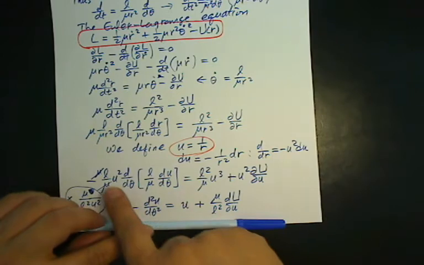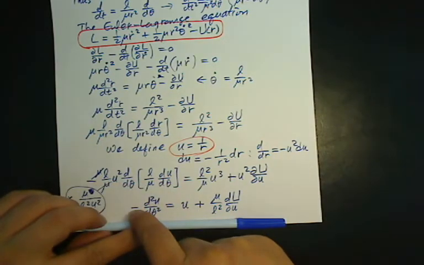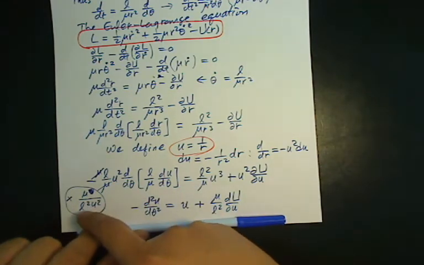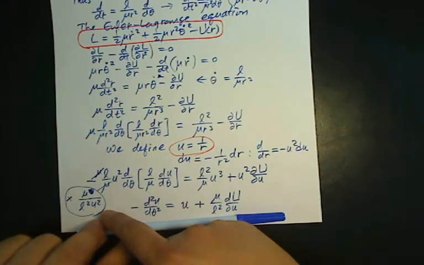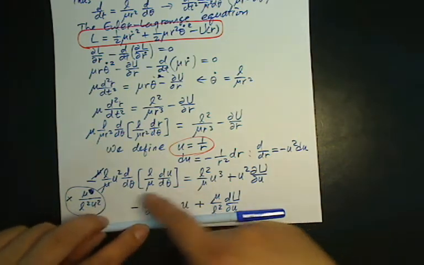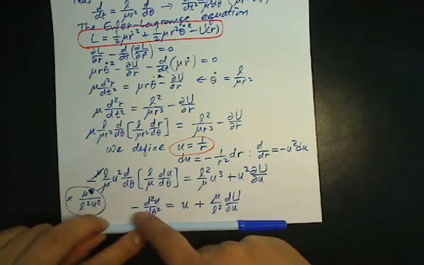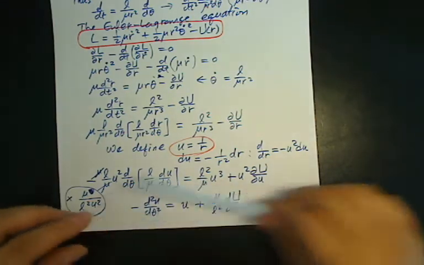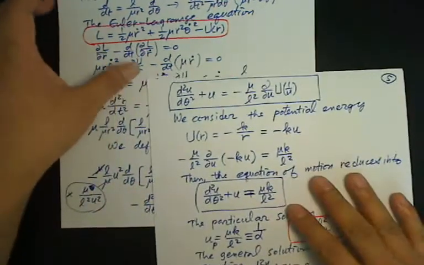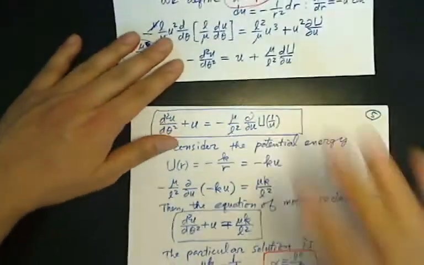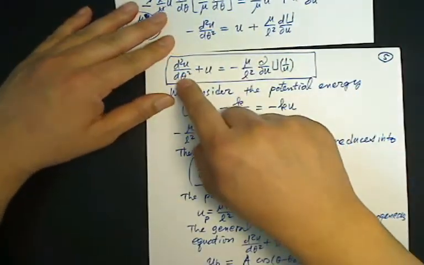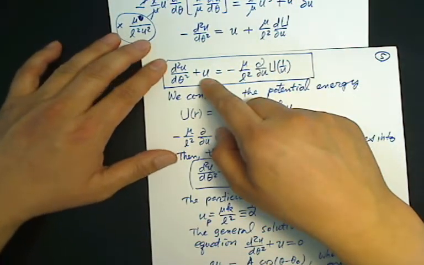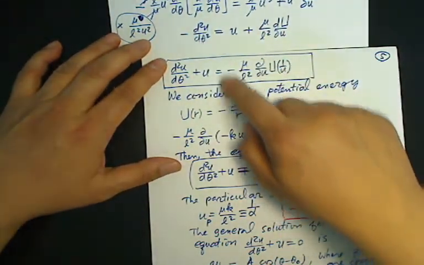Now I have a negative sign, and we multiply both sides by mu L squared over mu squared u squared. We end up with this expression, and migrate this one to the right and move this one to the left. Then this becomes the double angle derivative of u, and this one is migrated to the left. We have this one.